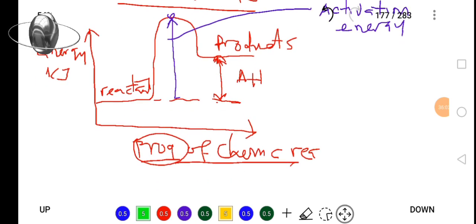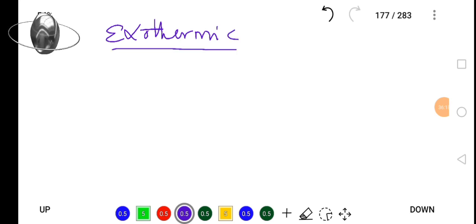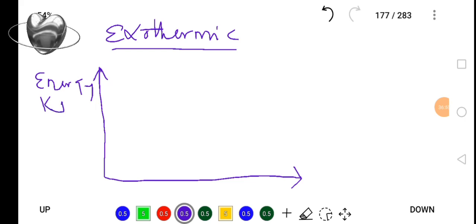The opposite will be exothermic. Again, under exothermic, we said the products will have less energy than the reactants. So we are going to start from, we understand here we have energy in kilojoules. And we have progression of chemical reaction.